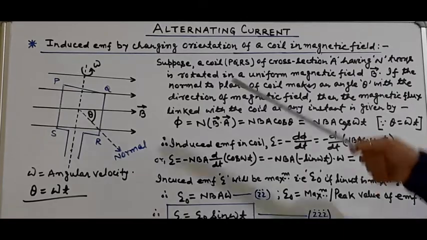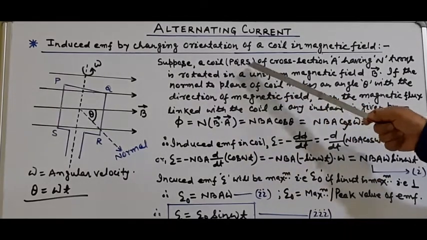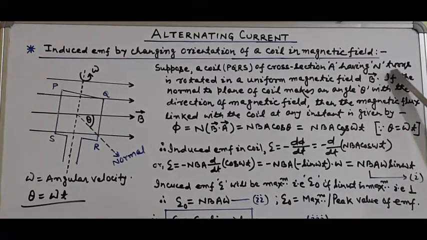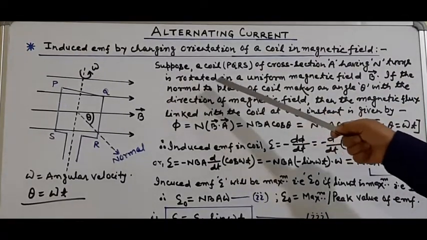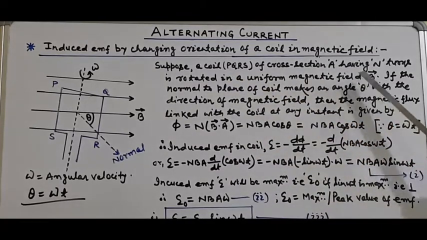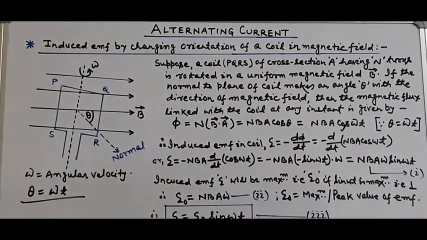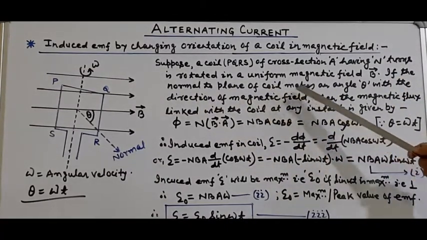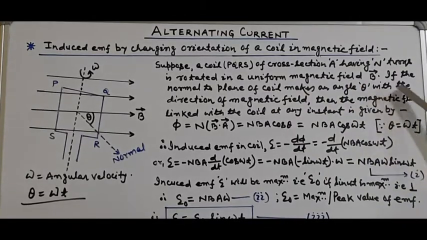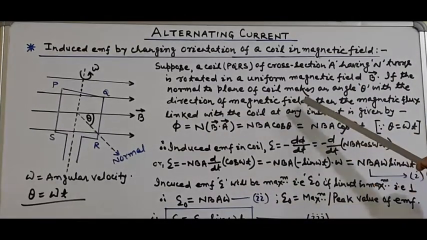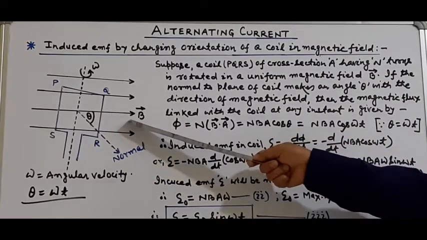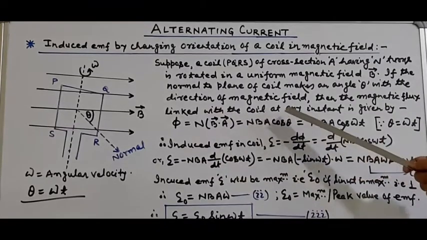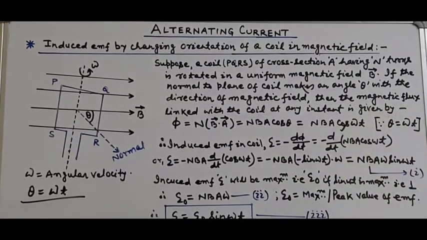So suppose a coil PQRS of cross-sectional area A having N turns is rotated in a uniform magnetic field B as shown in this figure. If the normal to the plane of the coil makes an angle theta with the direction of magnetic field B, already shown over here, then the magnetic flux linked with the coil at any instant of time is given by what?